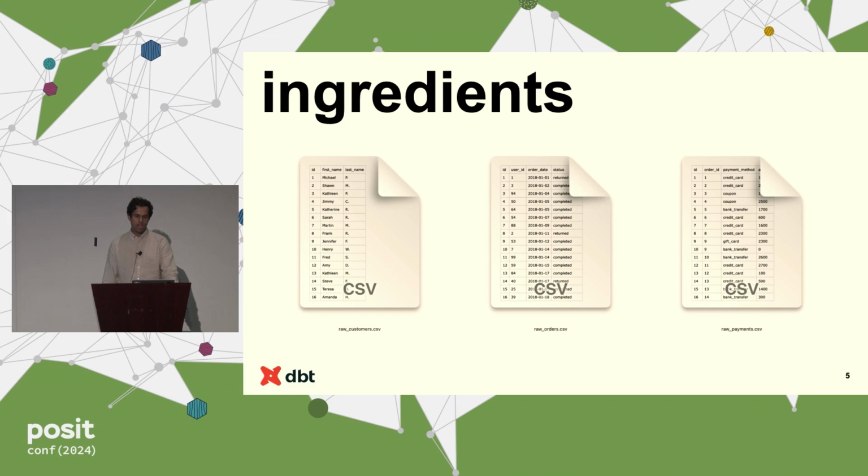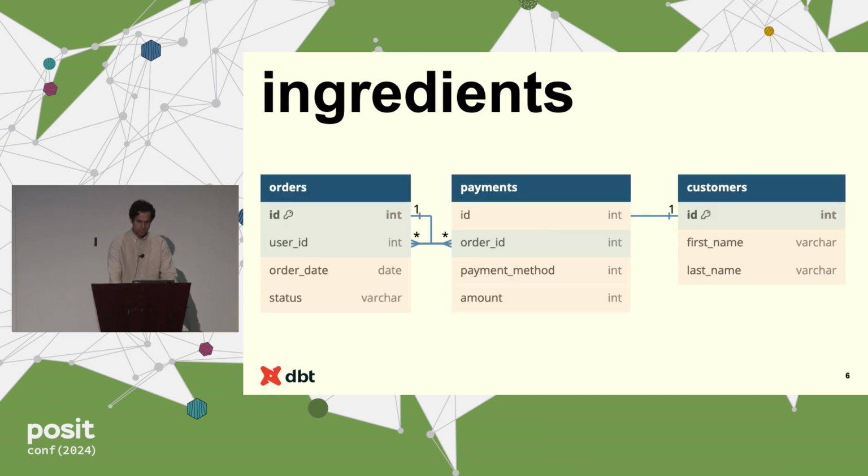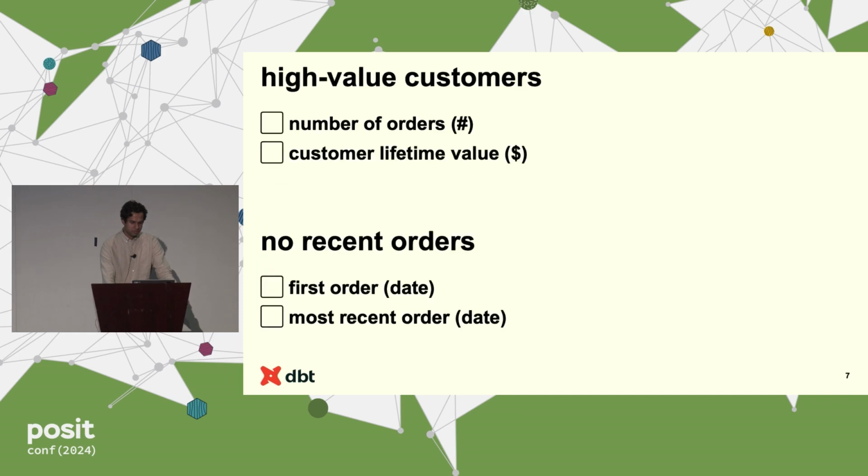So what do you have as raw ingredients? You have these 3 CSV files, maybe a bit small to read, but they're customers, orders, and payments that have come out of different systems. You're also given this ERD diagram between the different entities. So order ID maps to order ID, orders.id maps to payments.order_id, customers.id maps to orders.user_id, and so forth. So you've been given these 2 things.